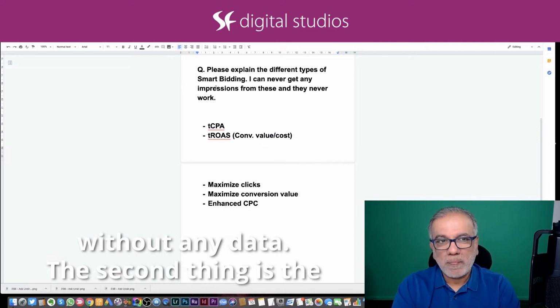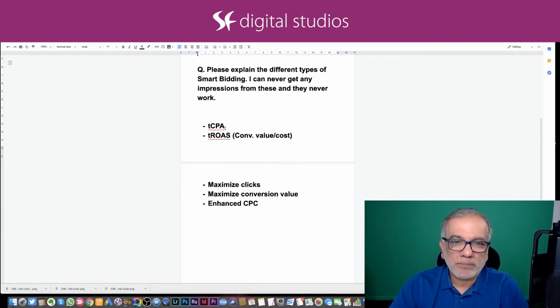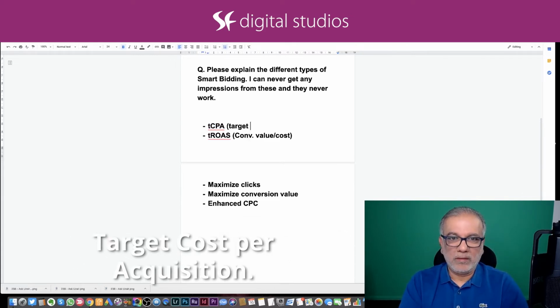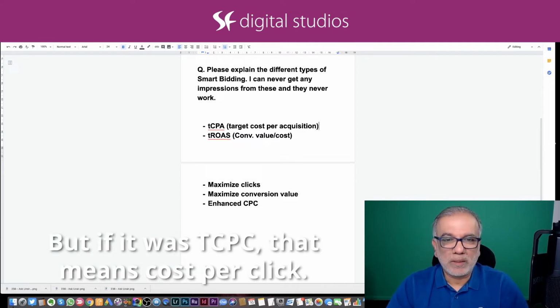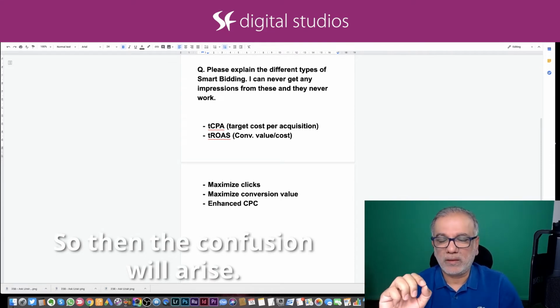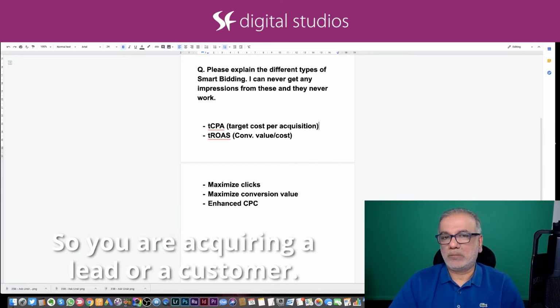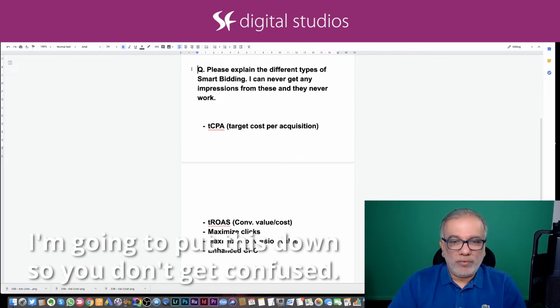The second thing is the bidding. So let's start with the first one, the target CPA. Target CPA, TCPA, means target cost per acquisition. Now it's the same as conversion, but if it was TCPC, that would mean cost per click, so then the confusion would arise. That's why it is called acquisition. So you are acquiring a lead or a customer. I'm going to put this down so you don't get confused.